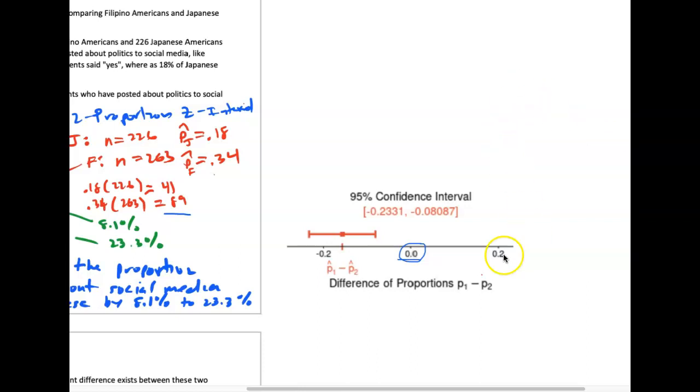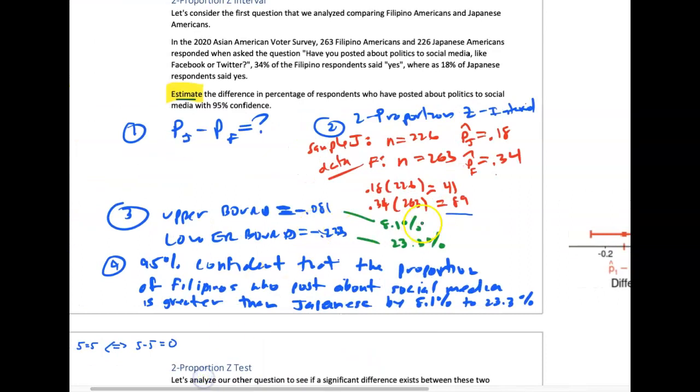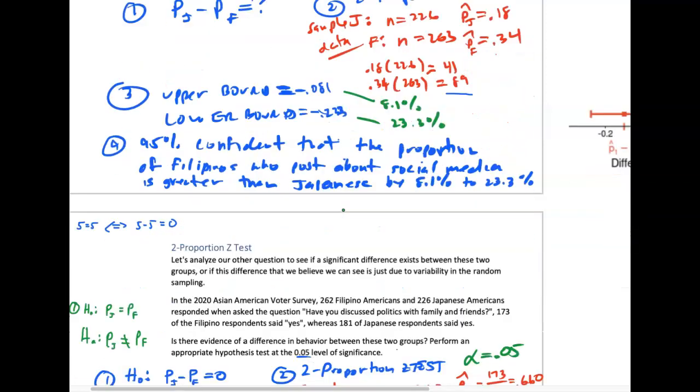Homework of this type of work, and you can see where the values come up: negative 2.3, which is 23%, to 8% in this case. And so what that means is we're 95% confident that the proportion of Filipinos who post about social media is greater than Japanese by 8.1 to 23.3%. Again, those values come from the confidence interval, and you go ahead and use the ARTIS stat to get that. We're not doing the hand calculations.